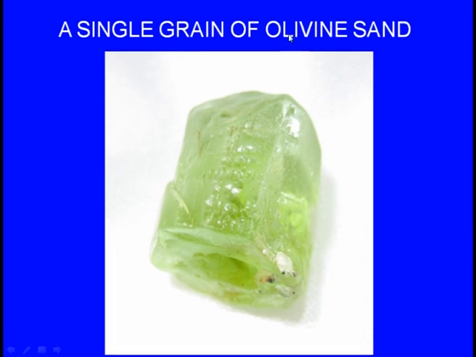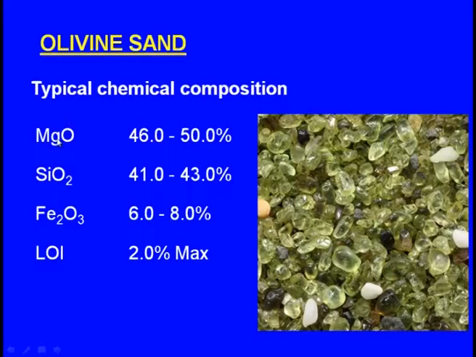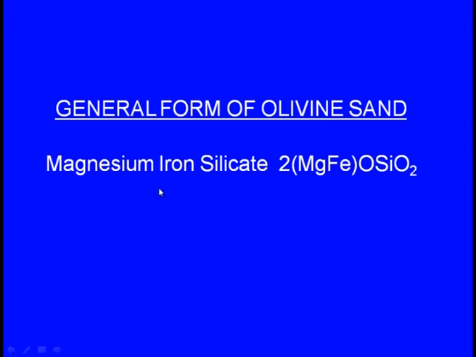And here we can see a single grain of the olivine sand, which looks green in color. And these are the grains of the olivine sand. We can see different size grains, all green in color. And this is the typical chemical composition of the olivine sand. It contains magnesium oxide 46 to 50%, silicon dioxide 41 to 43%, iron oxide 6 to 8%, and loss on ignition maximum 2%. The general form is magnesium iron silicate, 2MgFeOSiO2.